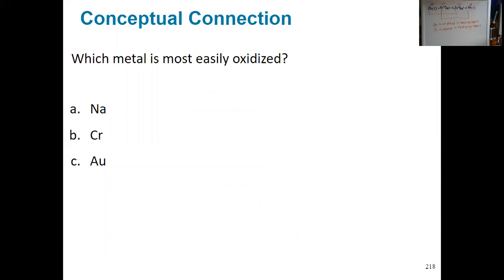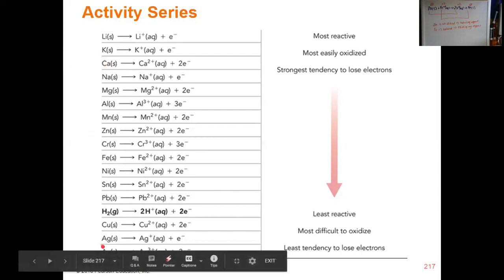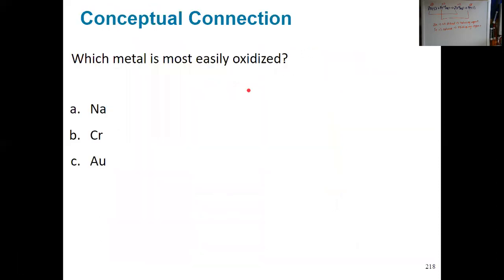Which metal here is most easily oxidized? We have sodium, chromium, and gold. So let's look back at this list. We have sodium up here. We have chromium in the middle. We have gold at the bottom. All right, well, things that are most easily oxidized are up at the top. That means that sodium metal is going to be the most easily oxidized out of those 3 choices.